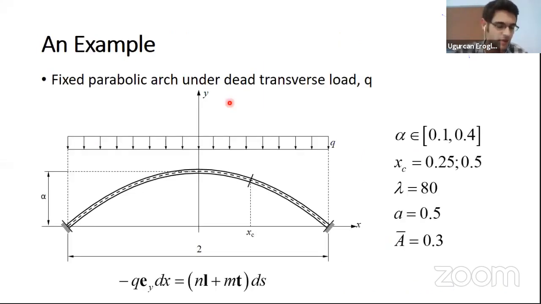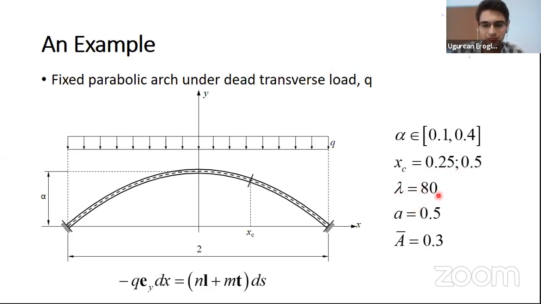This is the numerical example we consider. We consider a parabolic arch with fixed ends under a uniform line load of magnitude Q. The geometry varies from a really shallow one to a moderately shallow one, and we assume that the crack is located at xc equal to 0.25. By the way, this is the origin, and this is x equal to 1, of course the non-dimensional version of it. We assume that the crack might be at xc equal to 0.25 or 0.5.